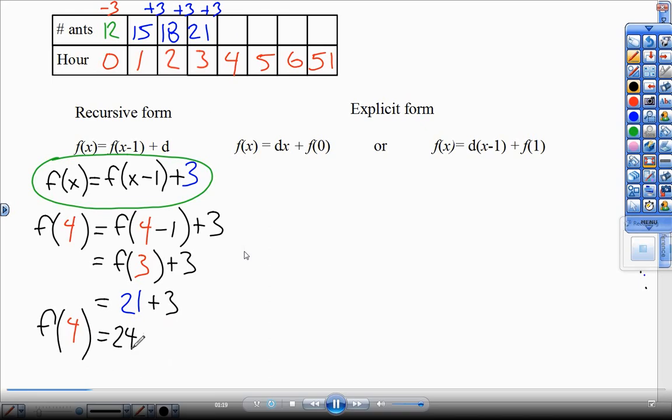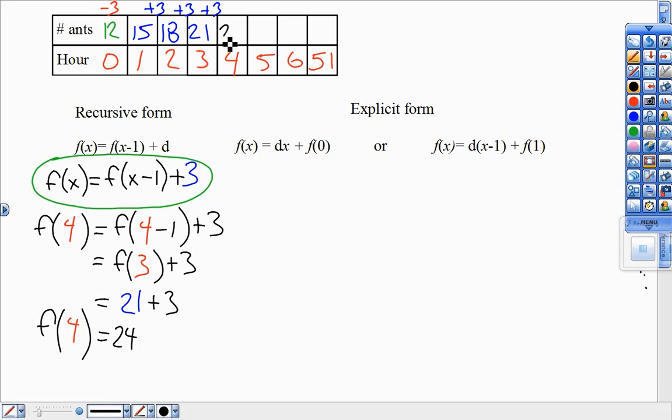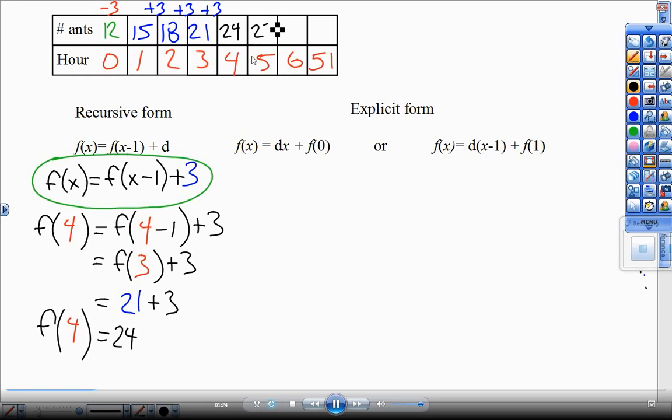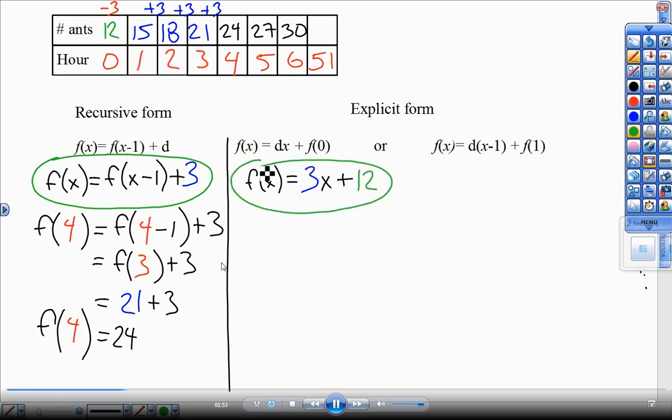The first word is let's. Let's. So keep continuing that pattern, adding 3, 24, adding 3, 27, adding 3, 30. Notice skipping from 6 to 51, I want you to recognize you have to use the equation now. So the equation with the common difference number plugged in for d is 3x plus the f of 0 term right here, 12. When x is plugged into the function, f of x is 12. That's the equation I'm going to use.